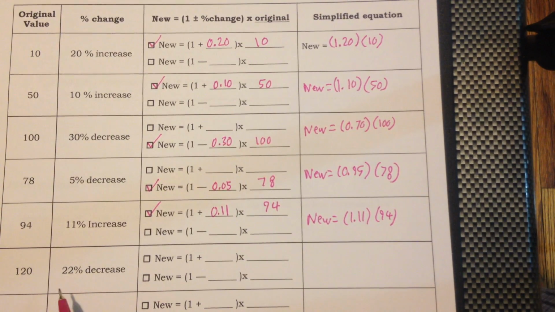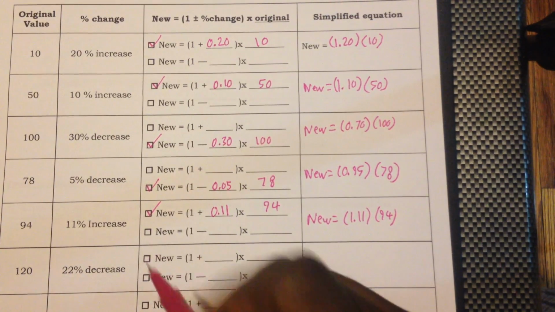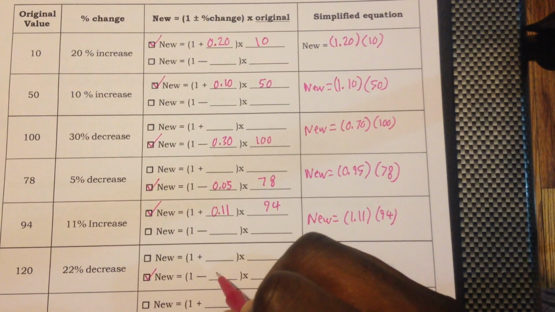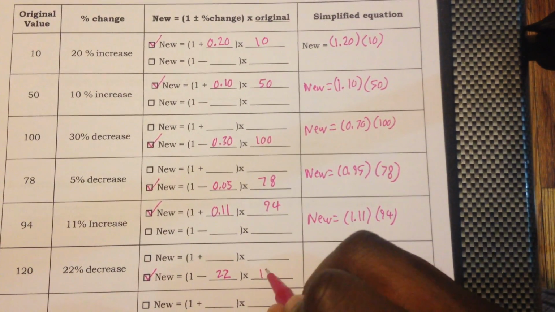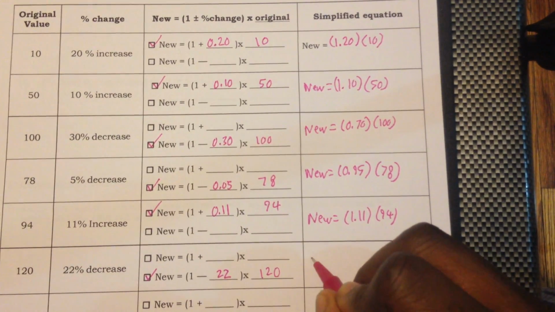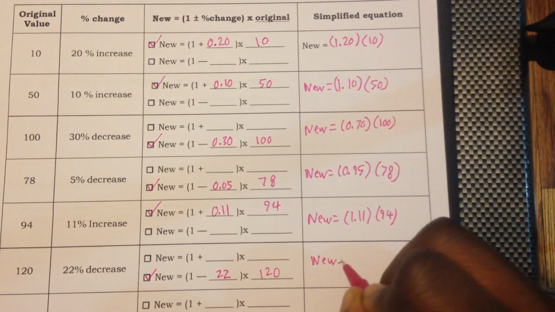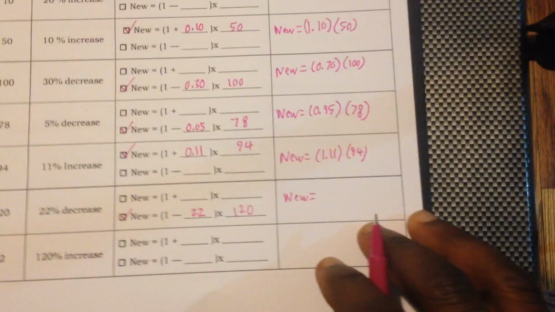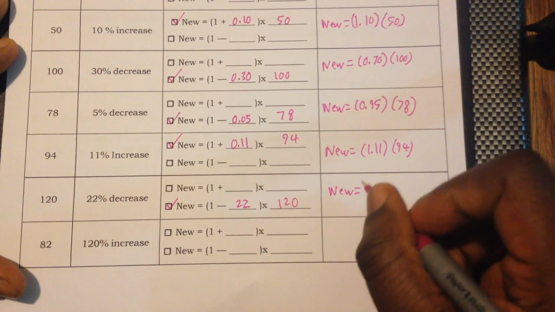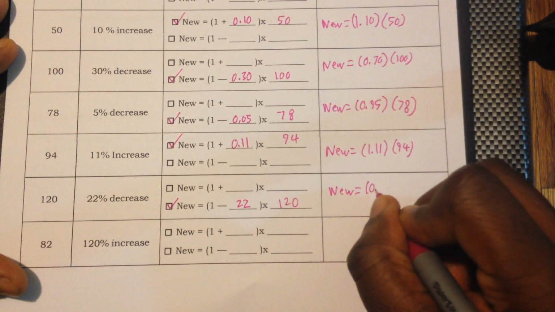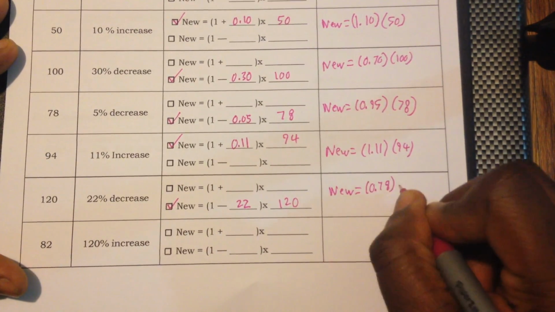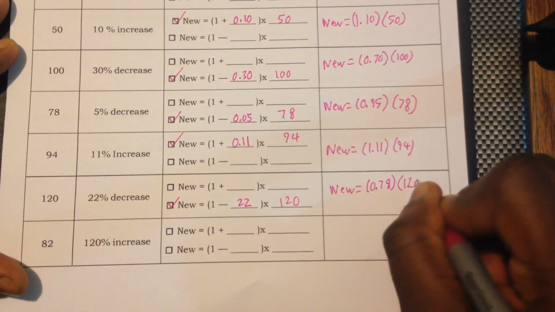And 120, 22% decrease now. So I'm at the bottom. I know it's going to be 1 minus 0.22. My original is 120. So I know my new value is going to be equal to 1 minus 0.22, which is going to give us 0.78. So I'm going to have 0.78 multiplied by that 120.